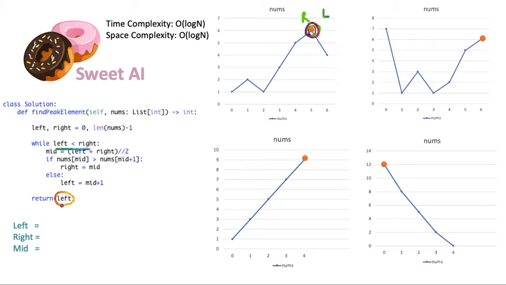So we are going to return the left pointer, which is going to be index 5, and that's the answer. That's the peak that you see. So let's solve another example.